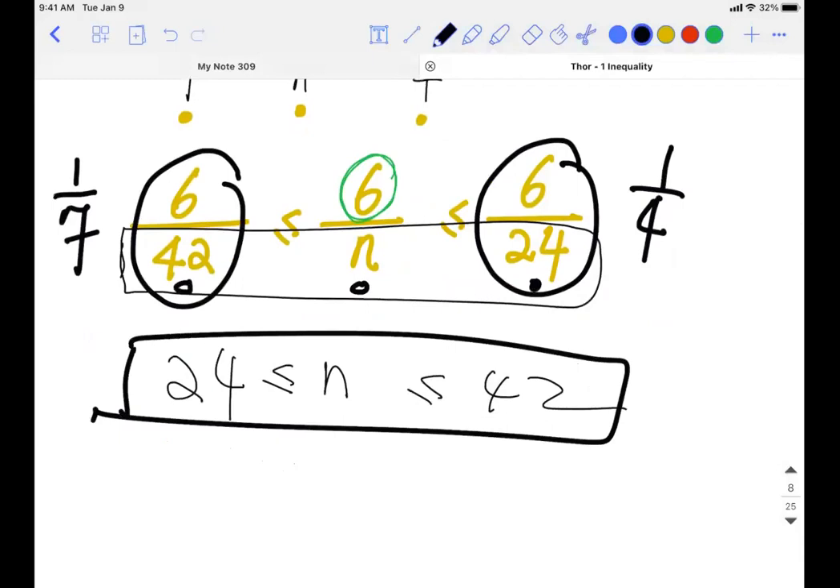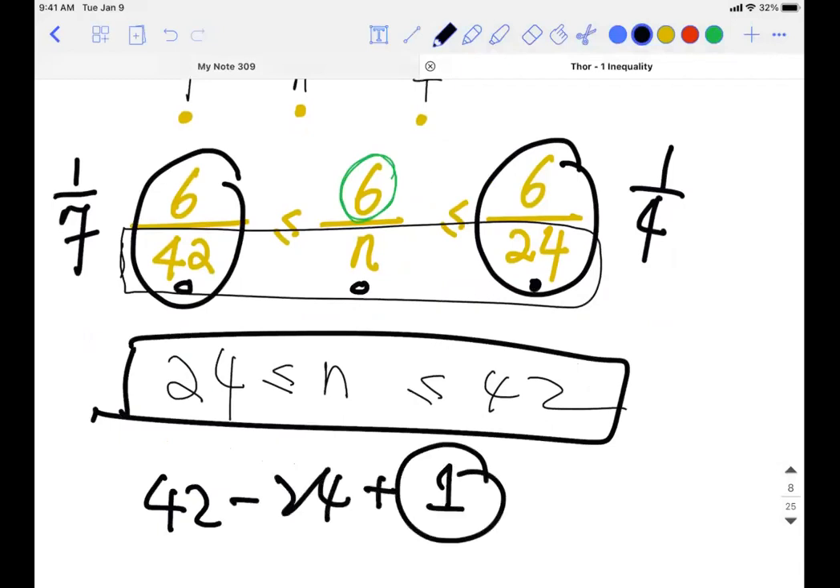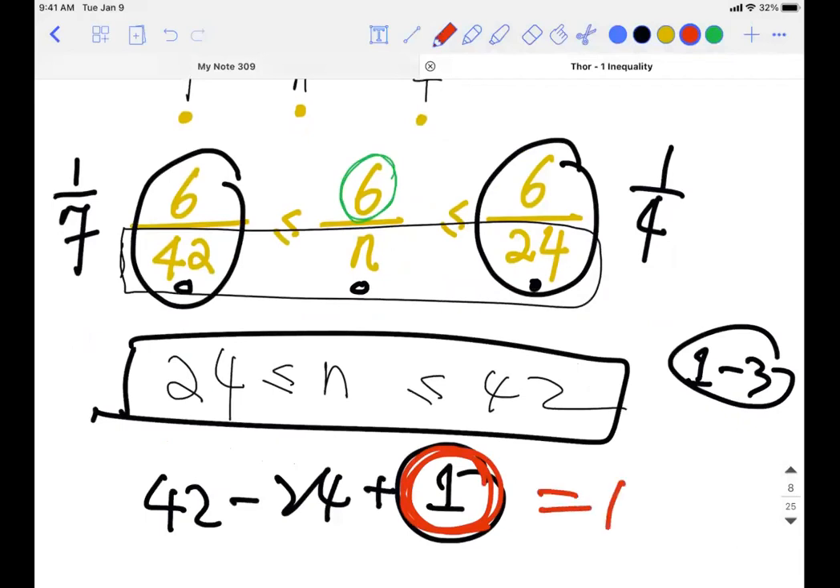So easy, huh? How many n's in between? So 42 minus 24, don't forget plus 1, right? From 1 to 3, there are 1, 2, 3, three numbers, not only 2 numbers. So many students make a little mistake here. They forgot to plus 1. So if that's the case, that's going to be 19. Is it easy? Understandable?